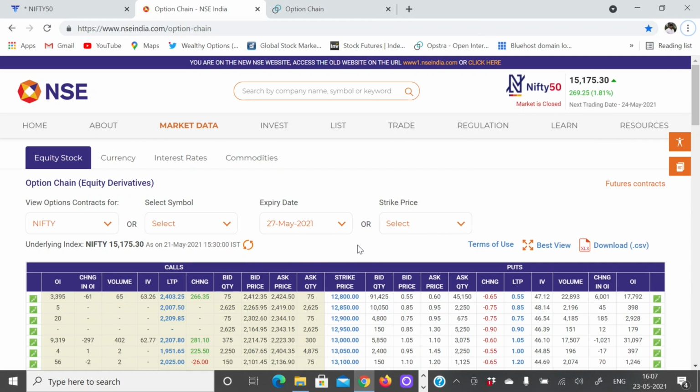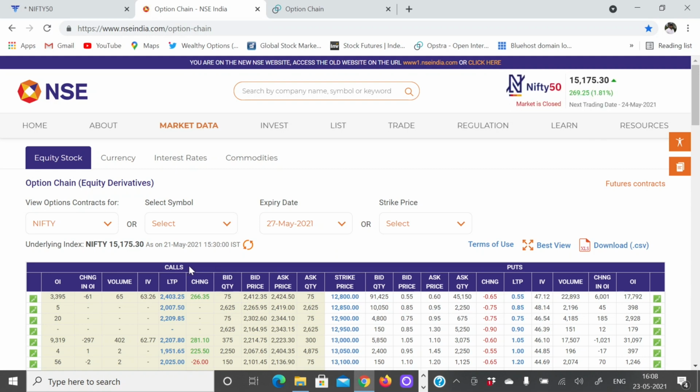Let's move on. So currently we are looking at the option chain for Nifty May month contract. The first thing you need to notice here is it shows what is the underlying. So underlying index is Nifty. Obviously you have selected Nifty, and it shows the current spot price where Nifty is trading, right? So Nifty is trading at 15,175, which is the spot price.